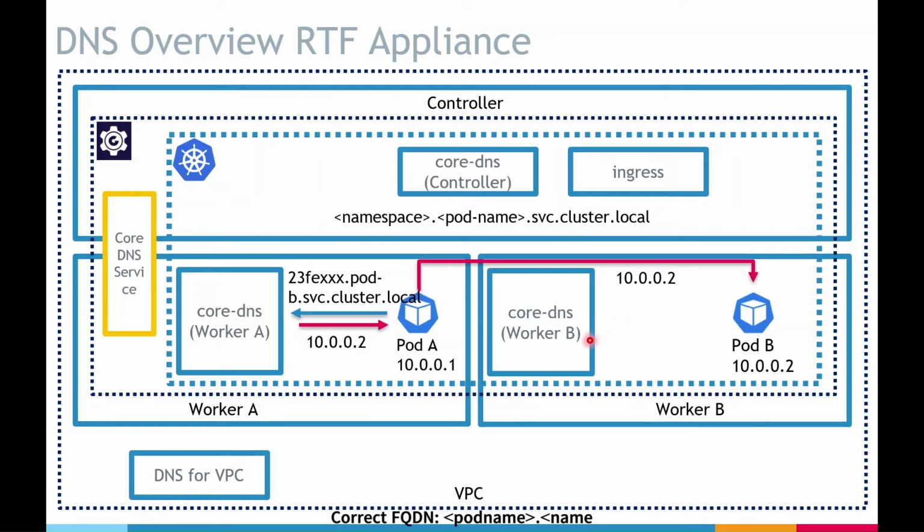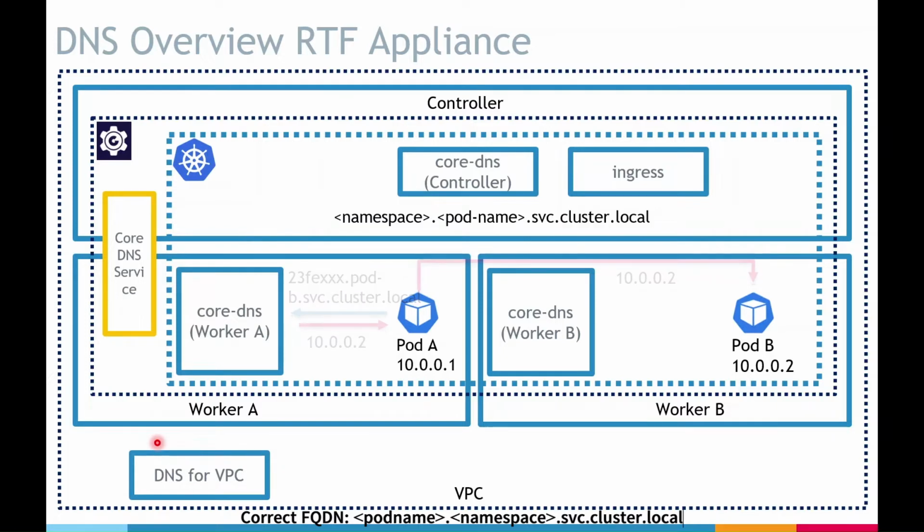Now, what about accessing a server on the internet using its fully qualified domain name? The core DNS will only have A or AAAA records for the pods in the cluster. For any FQDN outside the pod network, the DNS query would be automatically forwarded to the node on which the pod resides, and eventually the DNS configured on the node gets the request.